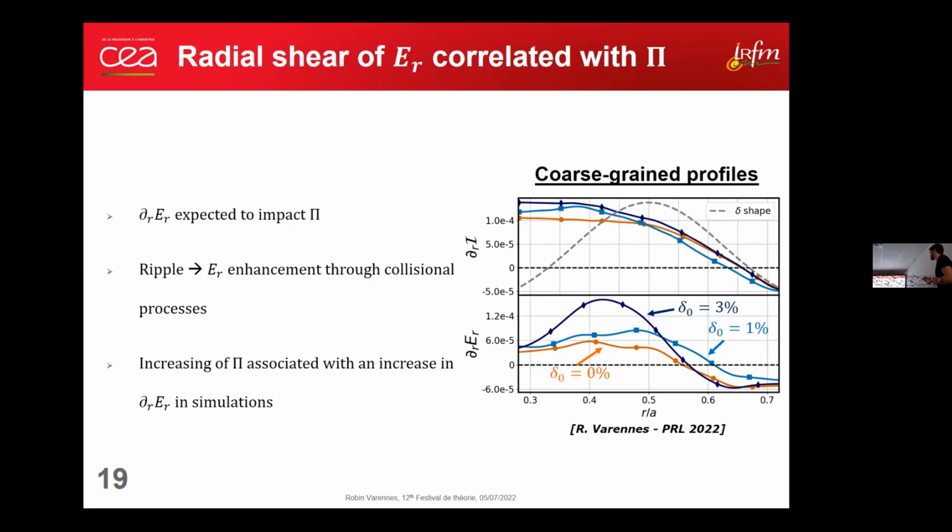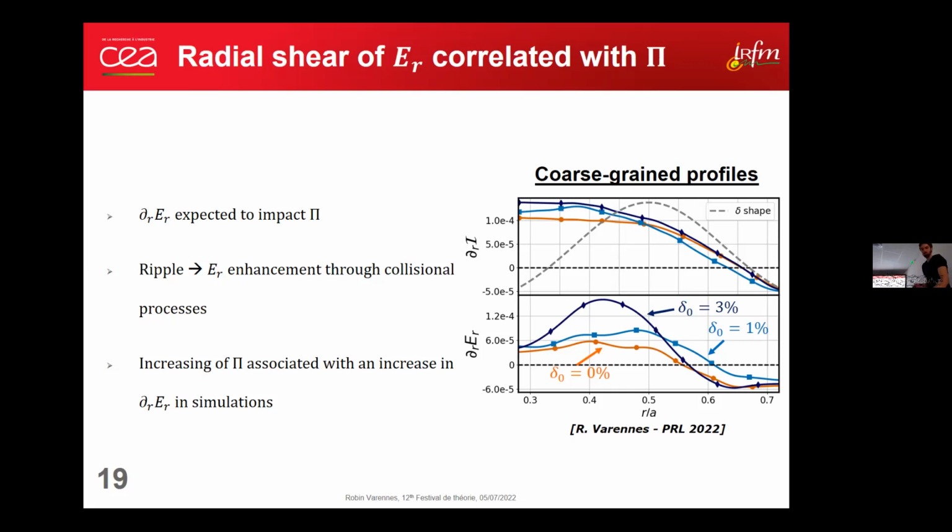So what you can see is in the top, you have the shear of the turbulent intensity. So basically the shear of the quantity that I showed you just before for the different ripple amplitudes. From orange to, let's say, dark blue, you see that there is a weak effect. And here I remember to use the shape of the ripple amplitude. And at the bottom here, you can see the effect on the shear of the radial electric field. So you can see that there is a strong effect, especially near the core of the plasma.